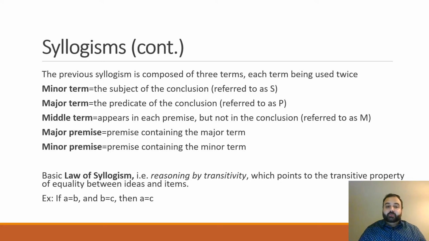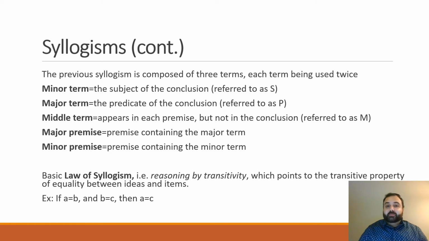The minor term is the subject of the conclusion. The major term is the predicate of the conclusion. In a sentence, the predicate is everything after the subject, usually including the verb. And the middle term is the phrase or word that appears in each premise, so those two earlier statements, but it's not in the conclusion. It's essentially what connects the two premises together. It's going to be really important. We're going to discuss it a little bit more in a second.